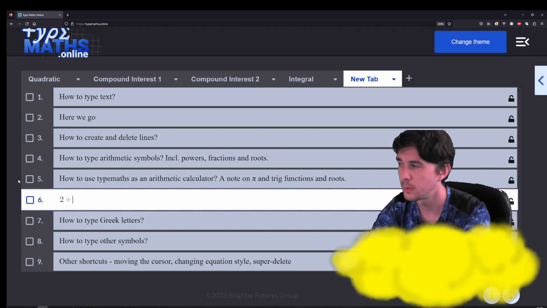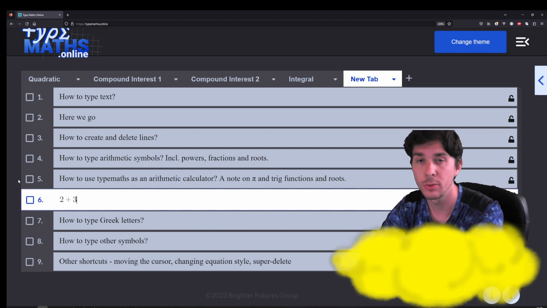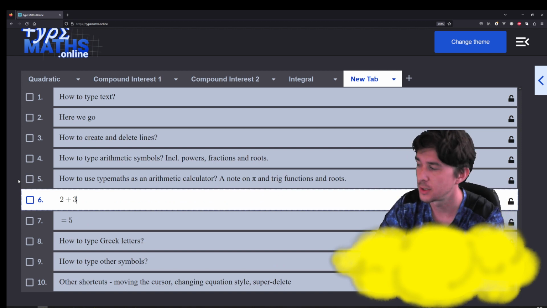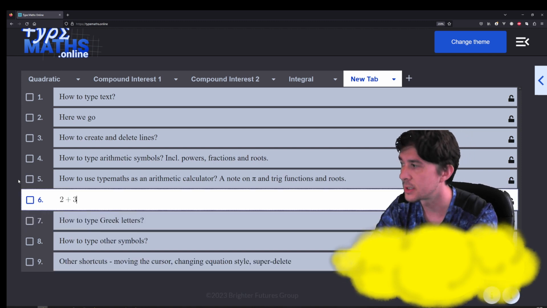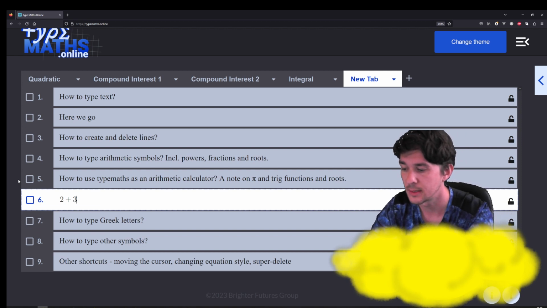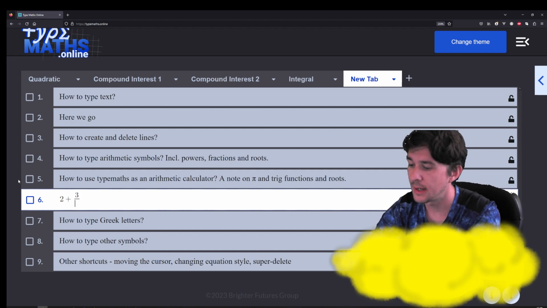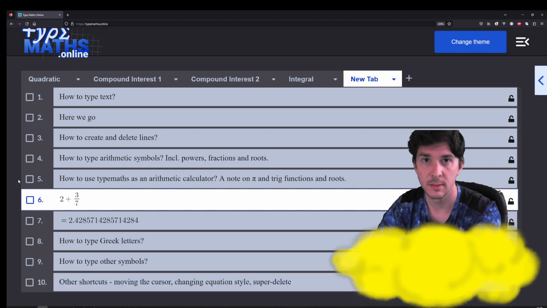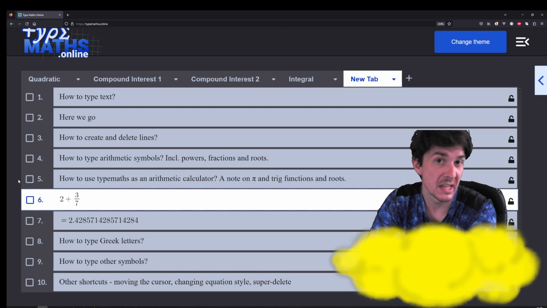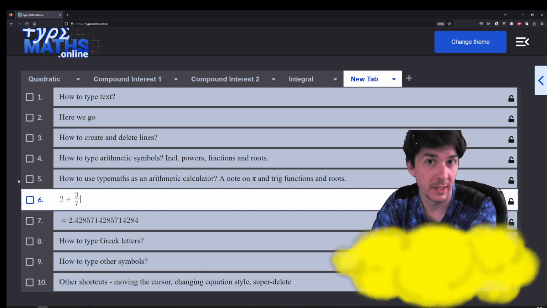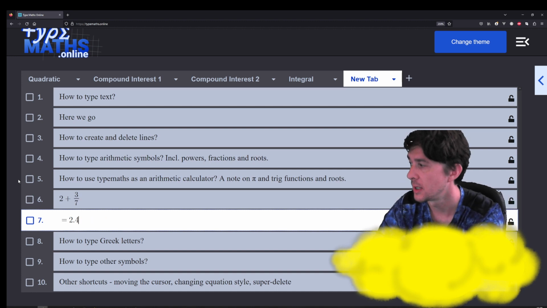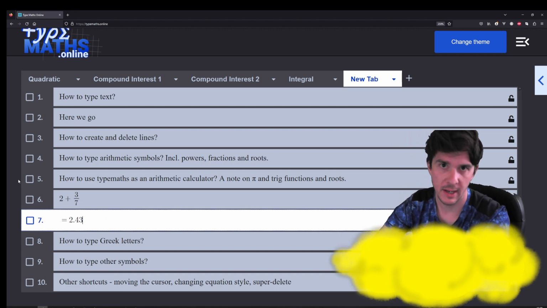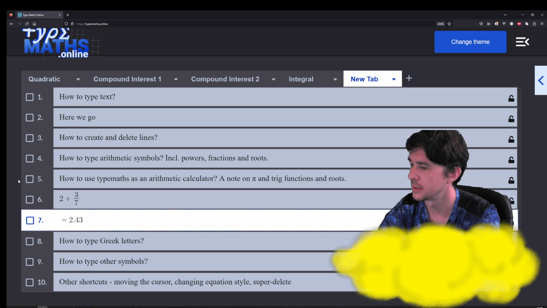Okay, so next thing, how do we use TypeMath as an arithmetic calculator? So if I do 2 plus 3 and I hold Control Shift Enter, TypeMath creates a new line, says it equals 5. Now, there are some things about this that work really nicely and some things that don't. So firstly, if you have any sort of fraction, you're going to get a very long decimal expansion. That's probably more useful than it is annoying, but often I find, just to make it easier for my students, I will have to make that a reasonable number of decimal places.